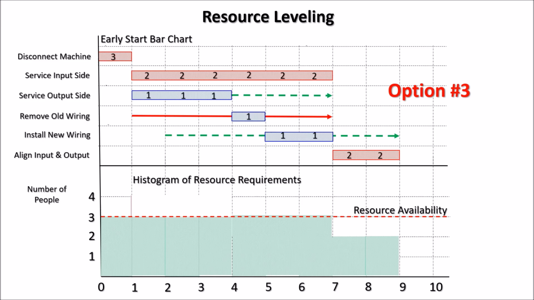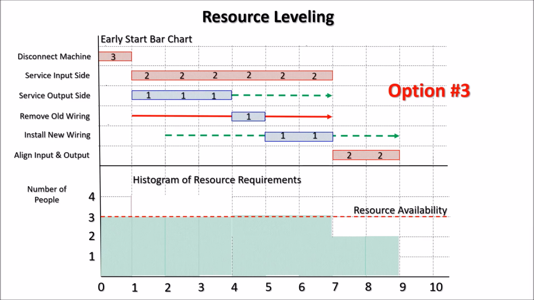In this case, we have moved the remove old wiring task. That task has interference float, so it has pushed out the install new wiring. But fortunately, install new wiring has free float, so that has moved within its free float.